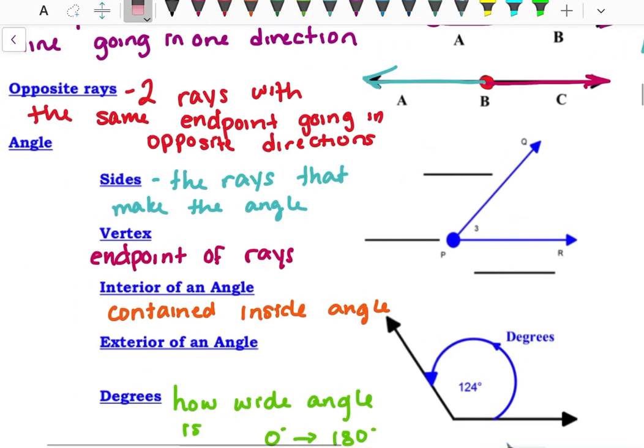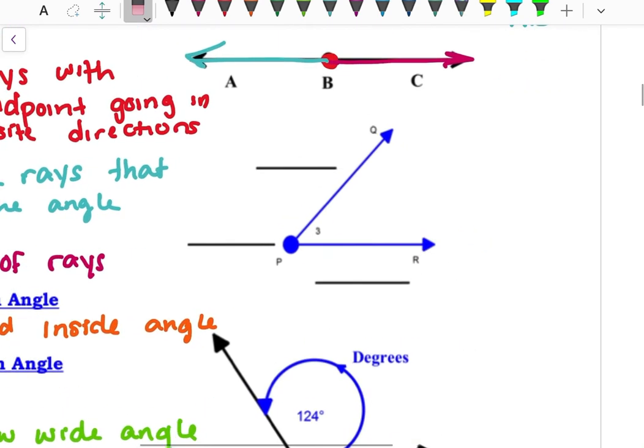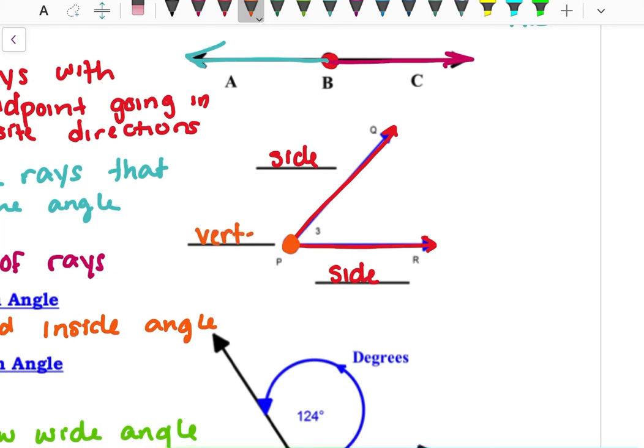So on this angle here, I want to label the sides and the vertex. My sides are going to be these two, because these are the two rays going off in either direction. And then this point right here is going to be my vertex, because it is where those two rays come together. And we would call this angle 3 because there's a 3 right in the middle.